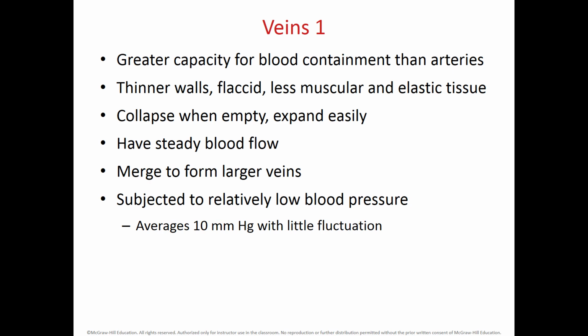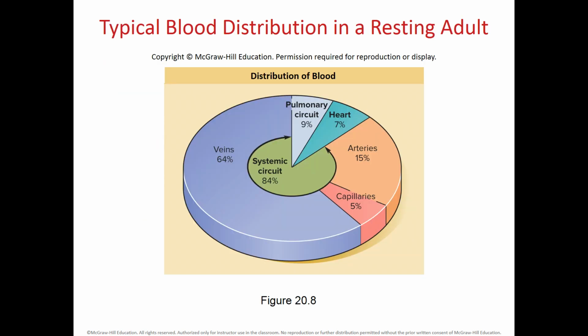These veins will merge and form larger veins, and within the veins we don't have as much pressure as in the arteries. The average blood pressure that we have in the veins is 10 millimeters of mercury, while the average pressure within the arteries will be 90 millimeters of mercury.